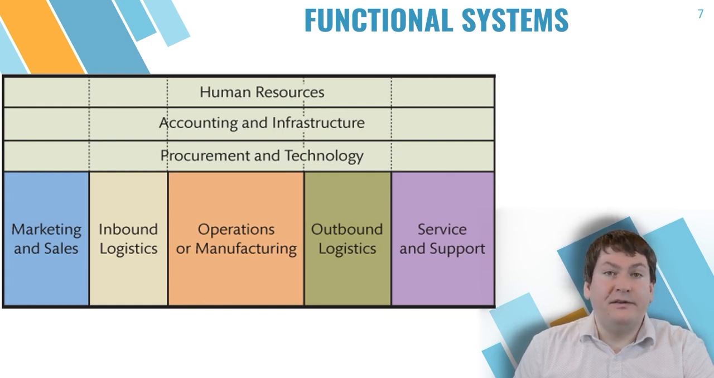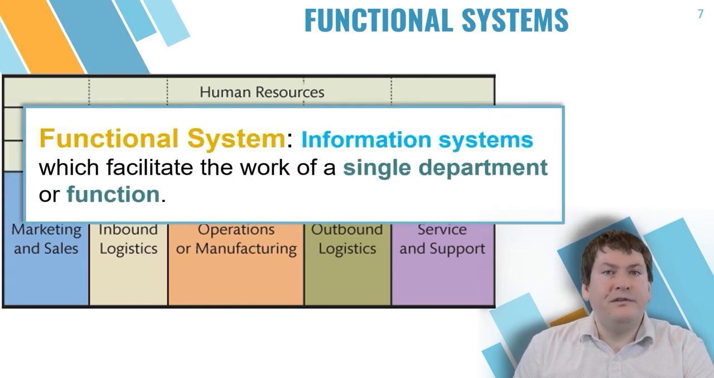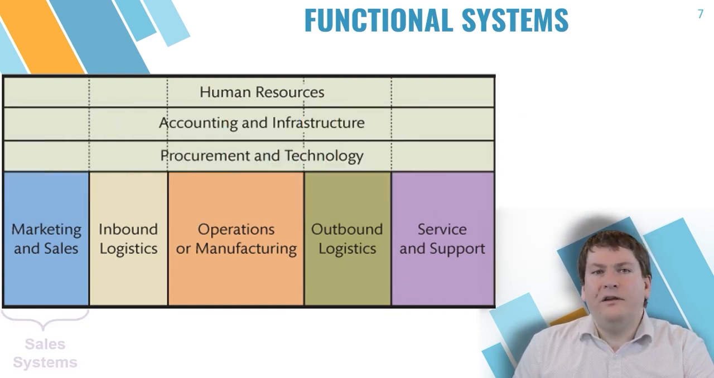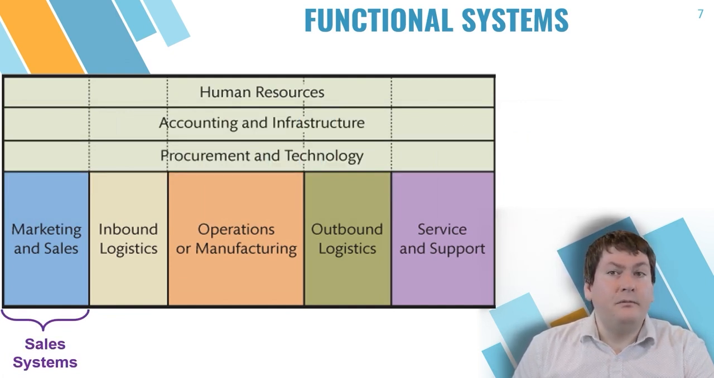In terms of information systems, each of these business functions or activities can be supported by a functional system. Functional systems are information systems that support the work of a single department or business activity. For example, marketing and sales activities are supported by sales systems. These would handle things like order management, lead tracking, and customer management.